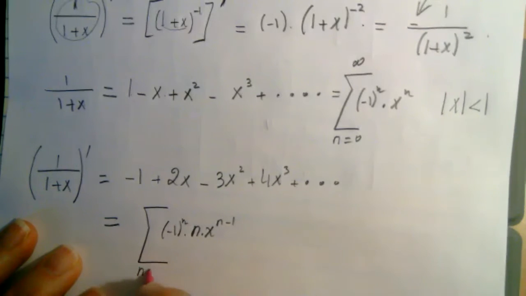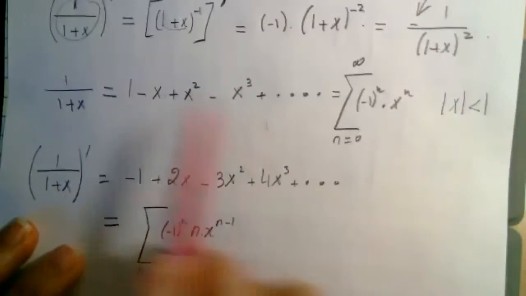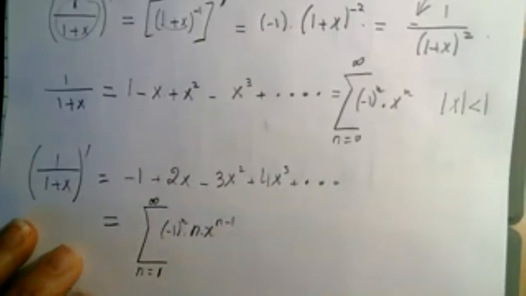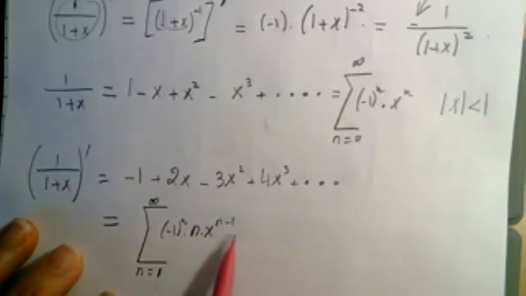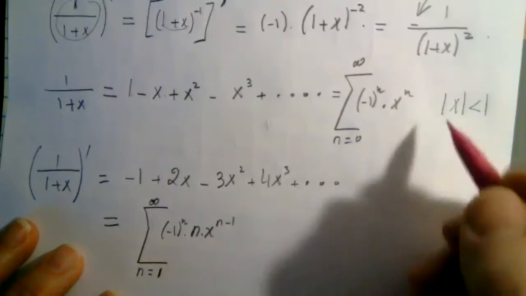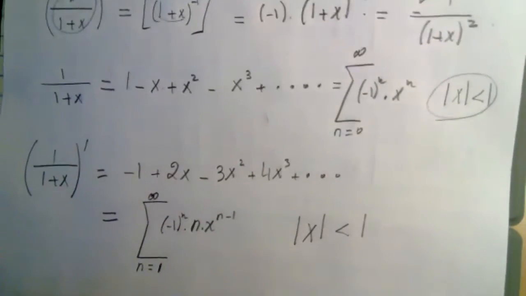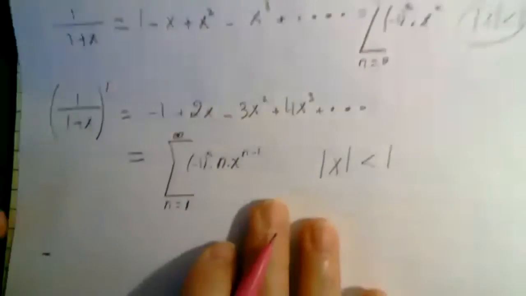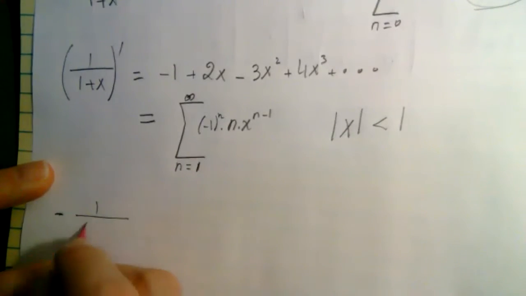Now my n goes from where to where? Now this is n equal to 0, but if n is 0, the term is constant, so from 1 to infinity. Even if you put n equals 0, this is going to give me 0, so it won't affect anything. And this holds for the same values the original one holds for. Okay? Now, what's the derivative of that? The derivative is minus 1 over 1 plus x squared.